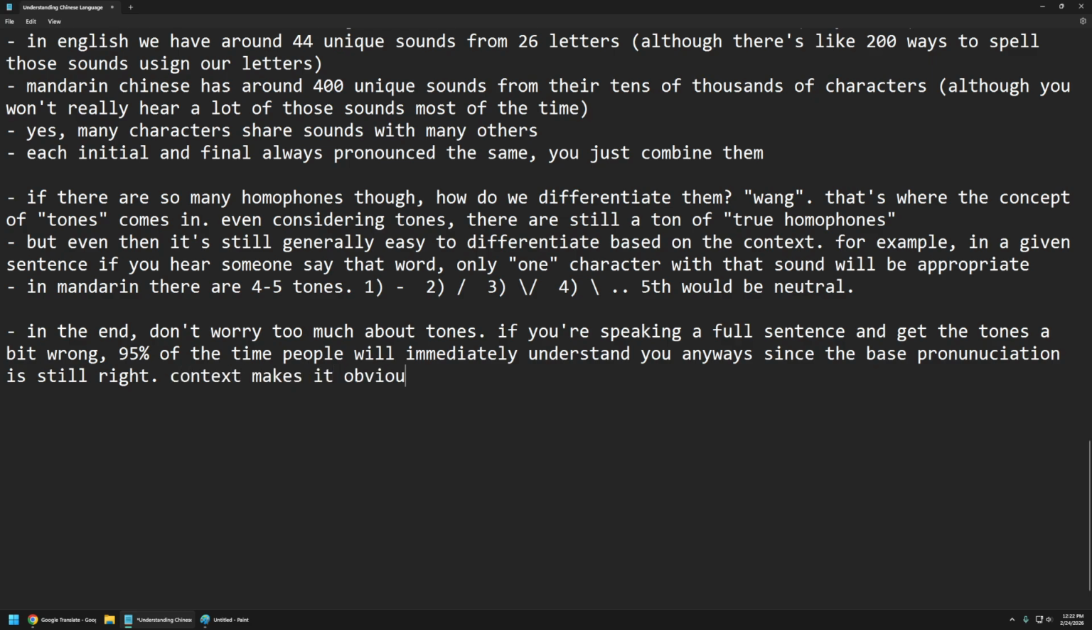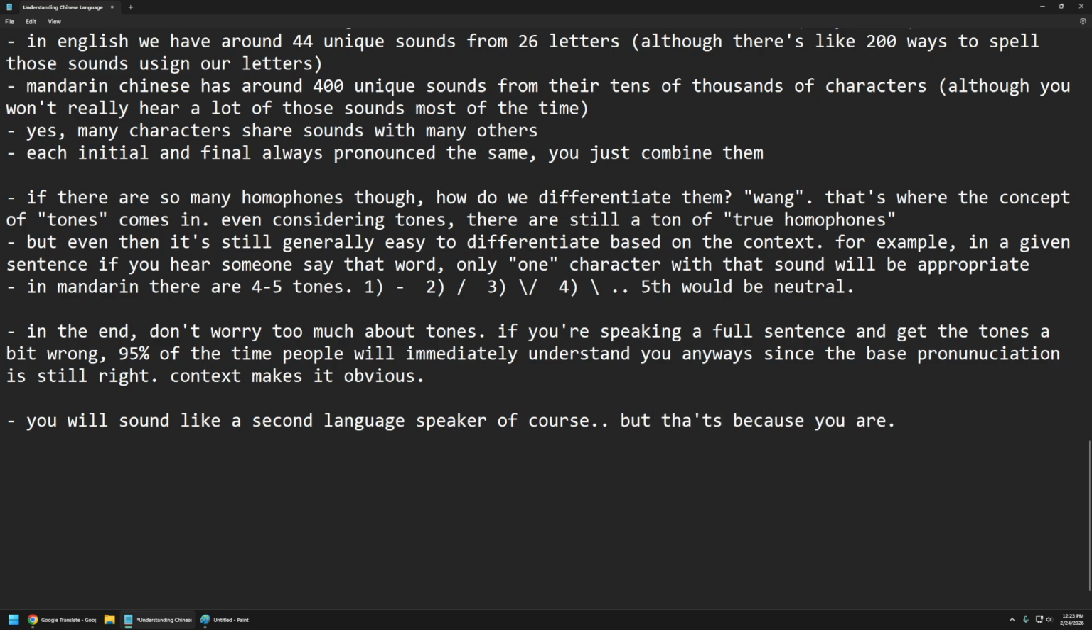Context makes it obvious, right? So our brain does the filling in there. You will sound like a second language speaker, of course, but that's because you are, right? Maybe that'll help you empathize with English as a second language speakers as they struggle to speak English.